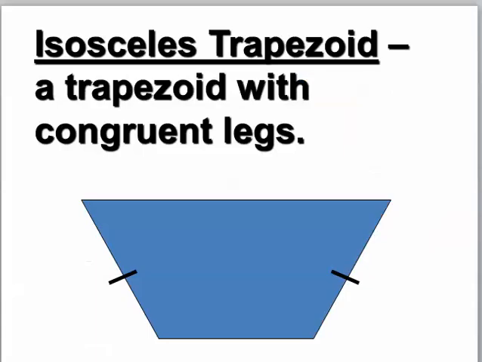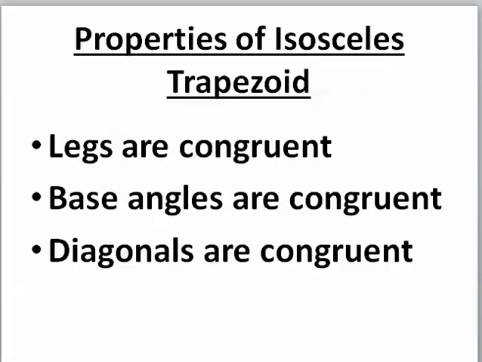As we talk about trapezoids, we also have a special kind called an isosceles trapezoid. This is a trapezoid with congruent legs. So in this kind of trapezoid, the legs are congruent. Because of this, the base angles are congruent and the diagonals are congruent. So you need to know that if it's an isosceles trapezoid with the two legs congruent, it also has base angles that are congruent, the ones that are on the same side against the same parallel line, and that the diagonals are going to be congruent.